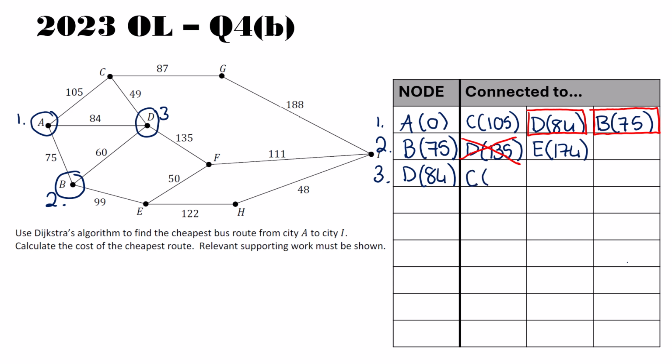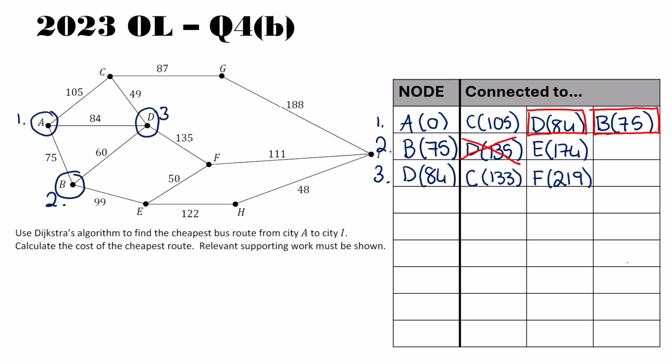Now that I've locked in D, I have to look at all the nodes it's connected to. It's connected to C. C has 49, and when we add that to the 84, that gives us 133. D is also connected to F, which is 135, and that gives us 219. Now, D is already connected to B and A, but they're locked in, so we're not going to include those.